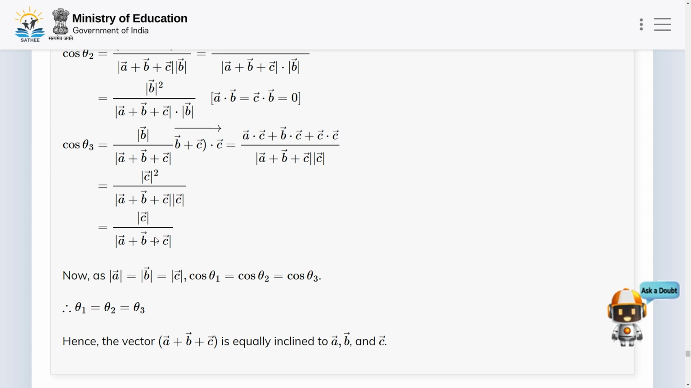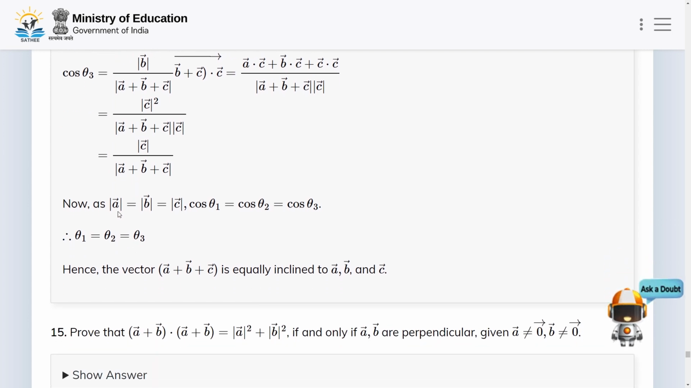Okay, now as their magnitudes are the same, now what? Now cos theta 1 is equal to cos theta 2 is equal to cos theta 3. This means theta 1, theta 2, theta 3 must be the same. Why? Because theta 1, theta 2, theta 3 belong to the 0 to pi interval, and in the 0 to pi interval cos is one-one. That's why it will happen. Hence the vector we have assumed, A plus B plus C, is equally inclined to the A vector, B vector as well as the C vector.